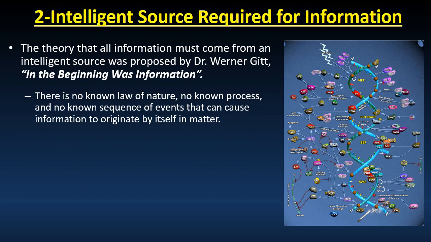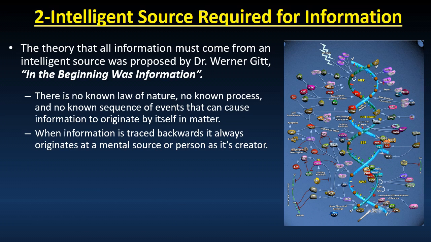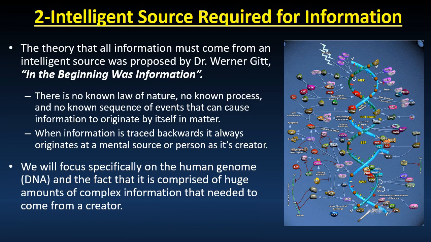And these are quotes from his book. There is no known law of nature, no known process, and no known sequence of events that can cause information to originate by itself in matter. When information is traced backwards, it always originates at a mental source or a person as its creator. So what we're going to focus on is DNA, specifically the human genome, and the fact that it's comprised of huge amounts of complex information, and it had to come from a creator.